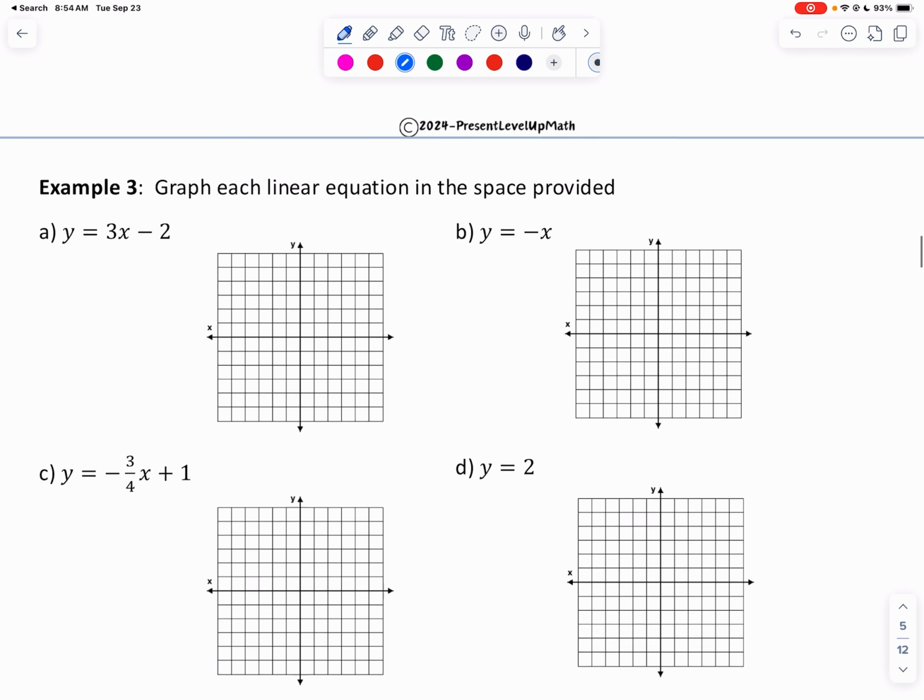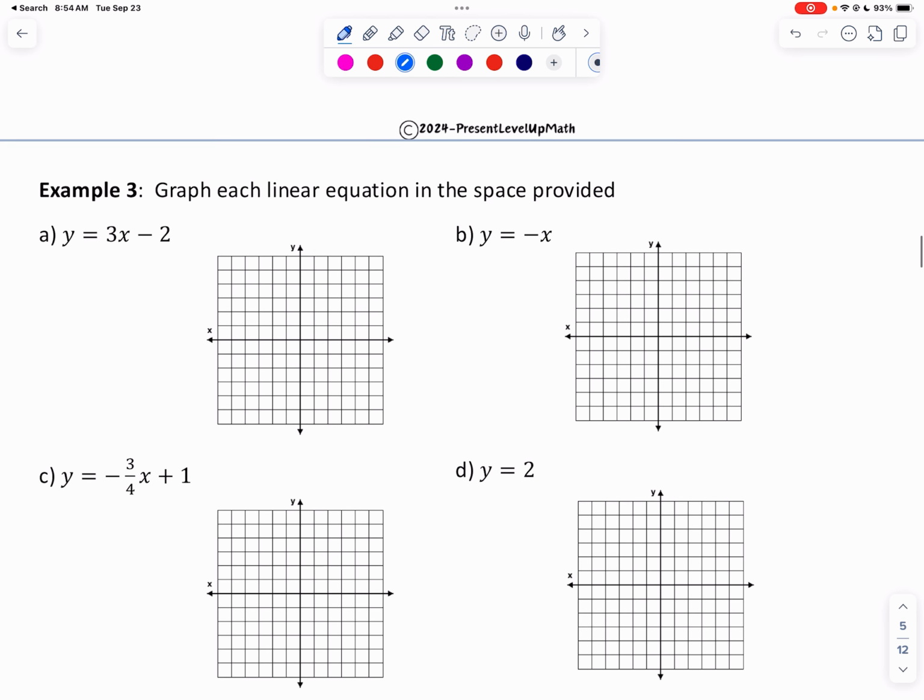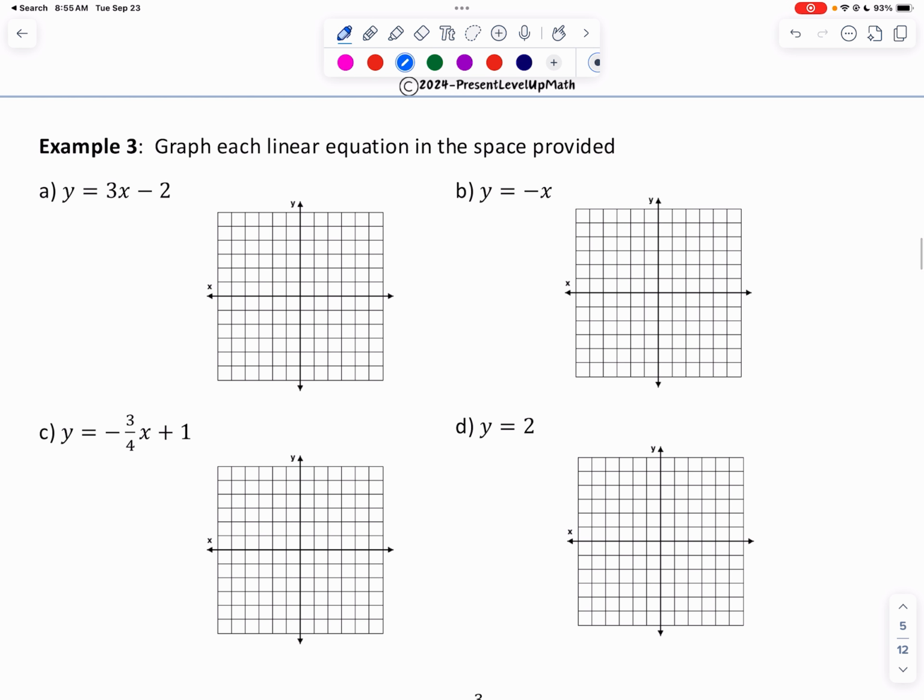All right, in example 3, it says graph each linear equation in the space provided. So in problem A, we have y equals 3x minus 2. So let's start by identifying the slope, or m, and our slope is 3, positive 3. So it's not a fraction, so I'm going to put it over a 1. Okay. Our y-intercept, or b, the beginning point, 0, negative 2.